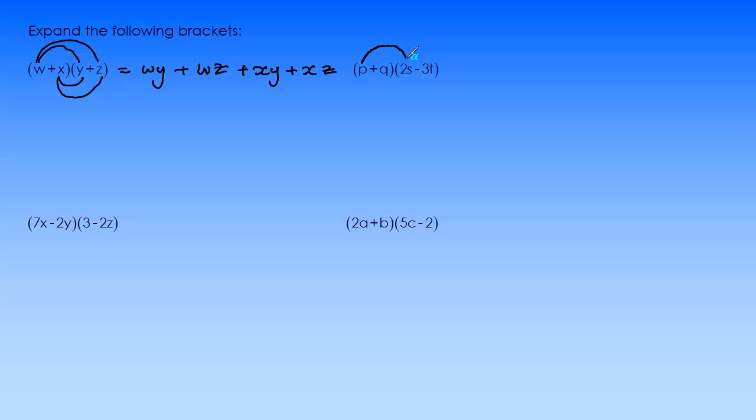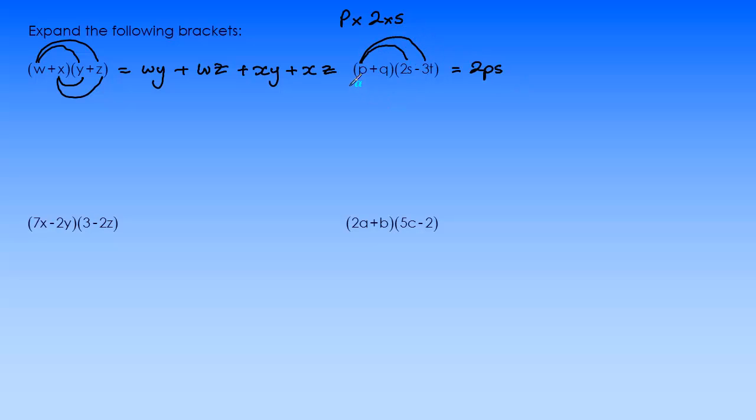So we've got p, and we're multiplying by 2s. So that's going to be 2ps. Remember, we're doing p and we're multiplying it by 2 by s. So algebra means that we bring the number to the front, we lose the multiplication signs, and although it's not strictly necessary, we put the letters into alphabetical order.